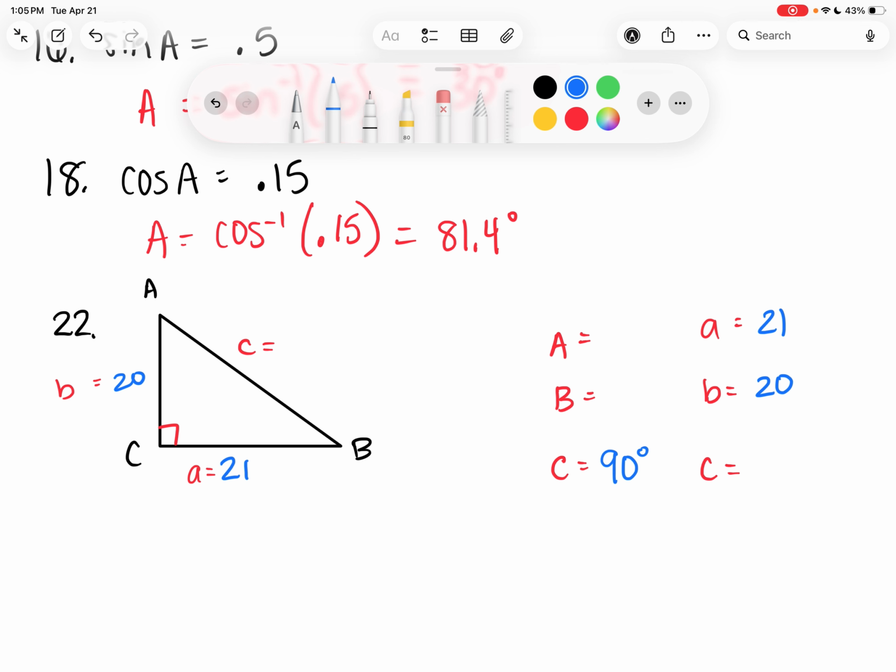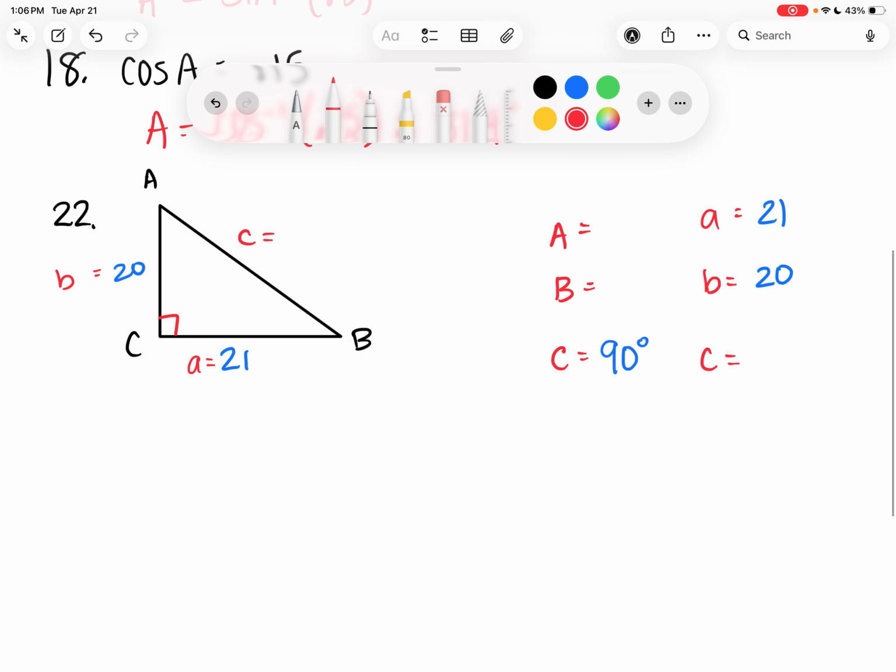If you didn't want to use the Pythagorean theorem, you could do it with the way that we learned yesterday, but we'd have to solve for one of the angles first. Anyways, I would start with the Pythagorean theorem with this one and solve for side C, and then I'll go about solving for my angles. So how do I set up to solve for side C? 20 squared plus 21 squared is equal to c squared. Yep, 20 squared plus 21 squared equals c squared.